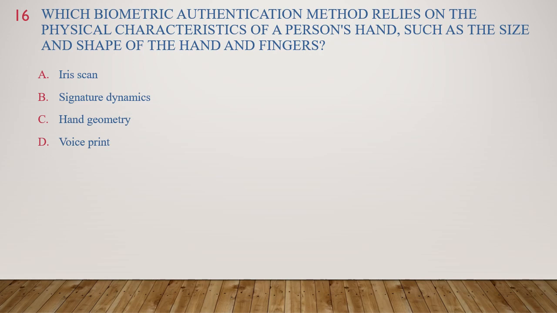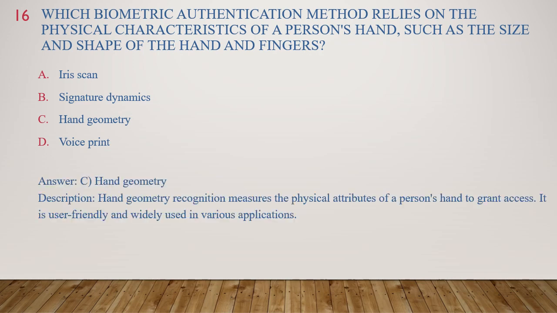A. Iris scan. B. Signature dynamics. C. Hand geometry. D. Voice print. The correct answer is C. Hand geometry. Here's why. Iris scan. This method relies on the unique patterns of the iris, colored part of the eye, not the hand. Signature dynamics. This analyzes the way someone signs their name, focusing on behavioral characteristics rather than physical features. Voice print. This captures and analyzes the unique characteristics of a person's voice, again not related to hand features.